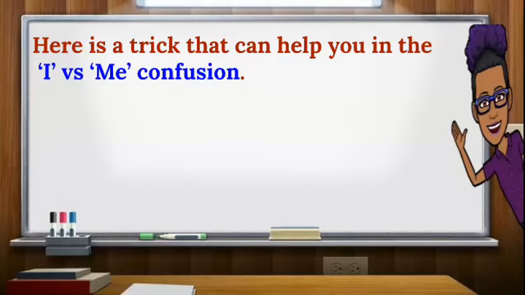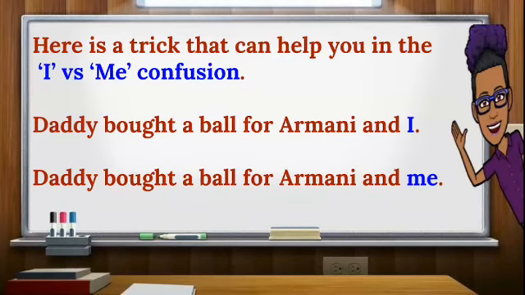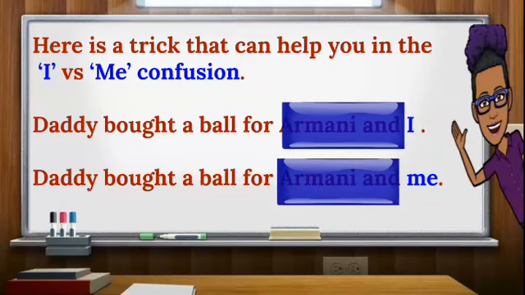So we're going to try that trick again using these two sentences. "Daddy bought a ball for Amani and I." "Daddy bought a ball for Amani and me." So let's cover "Amani and" in both sentences. And let's read. "Daddy bought a ball for I." "Daddy bought a ball for me."